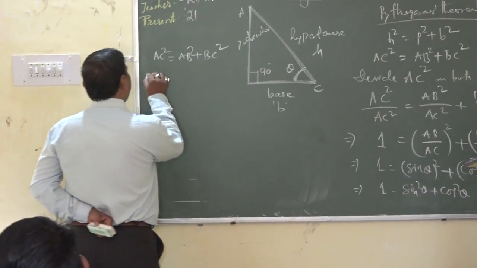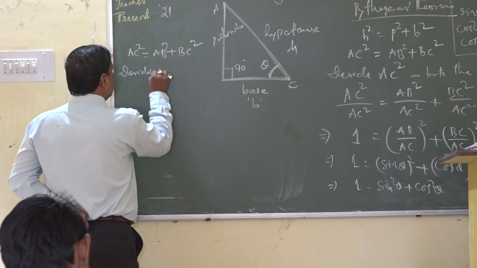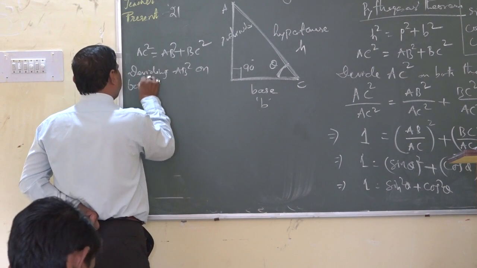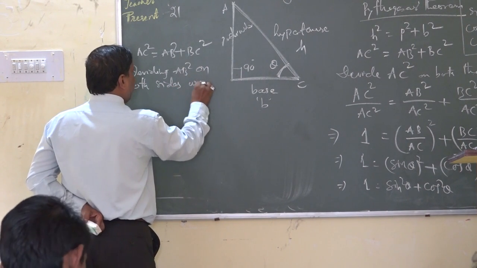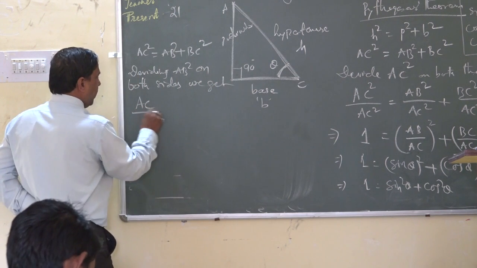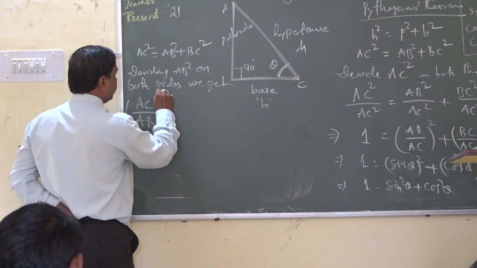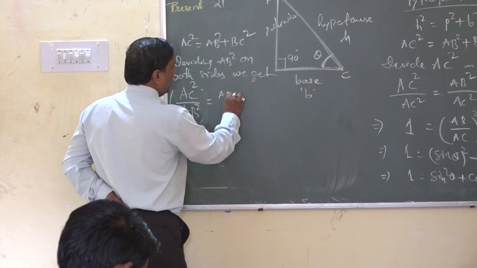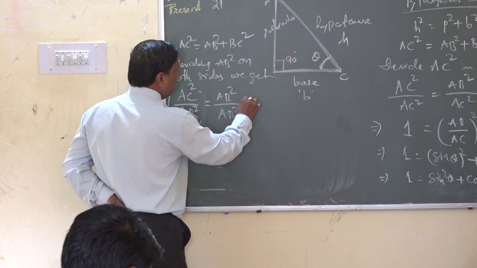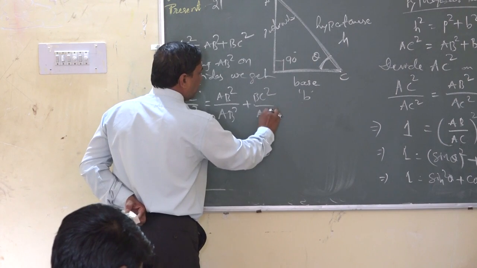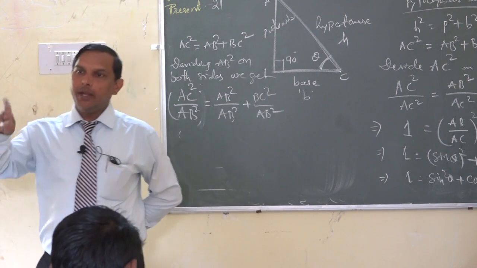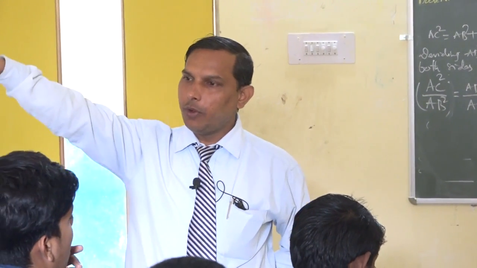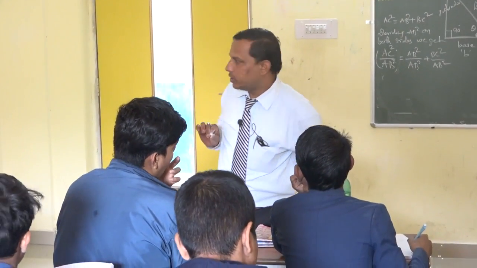By dividing AB square on both sides, what do we get? AC by AB whole square, or write down AC square by AB square is equal to AB square by AB square plus BC square by AB square. Clear? Divide it by the perpendicular. First we divided by the hypotenuse on both the sides. Now you divide by the perpendicular on both the sides. We will see what things we are getting.